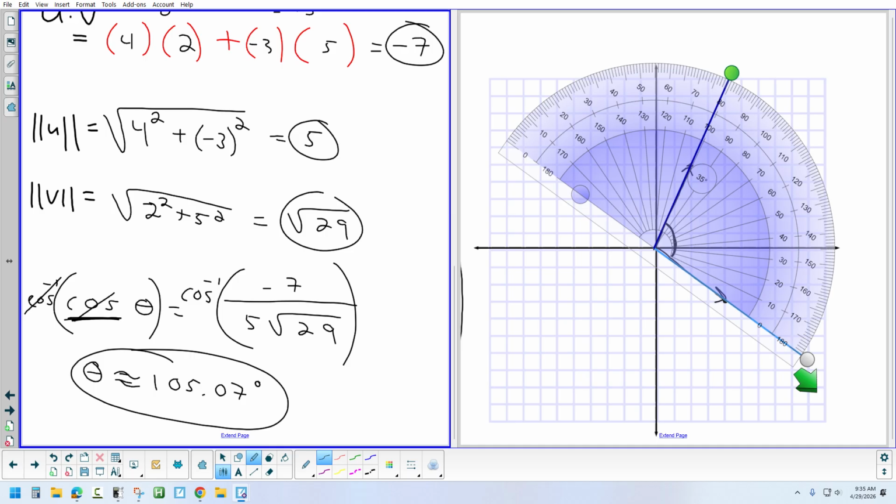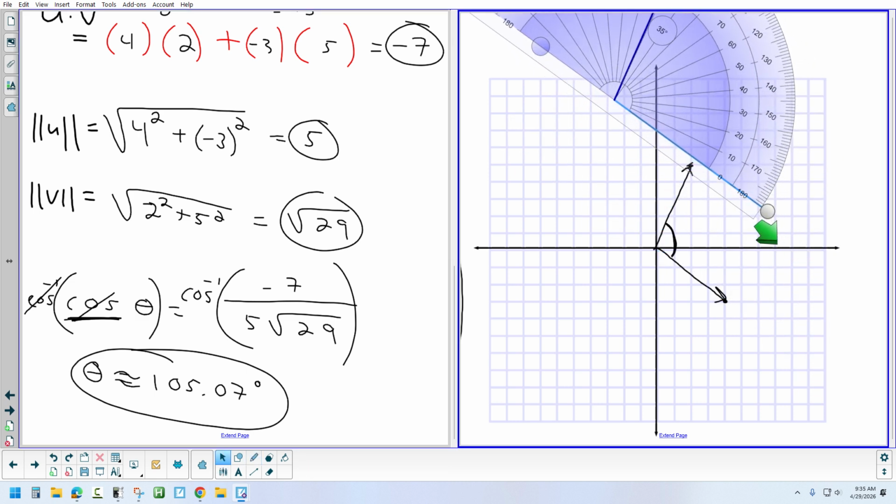Which, for just sketching everything by hand real quick, that's about what we had. I had about 101, 102, but my protractor's probably not perfect on there. So any question on finding that angle between those two vectors? Now, 105, it's not really a special angle. It's just a random angle.